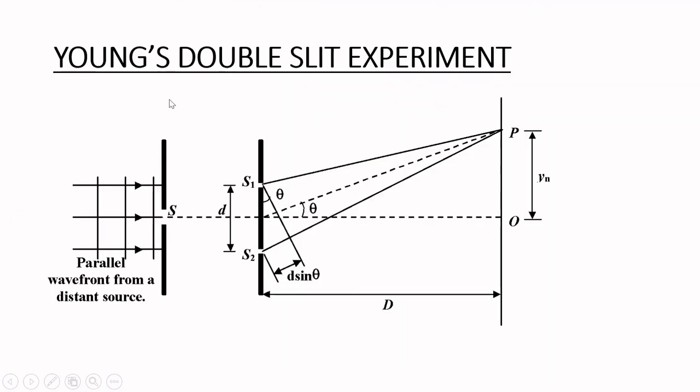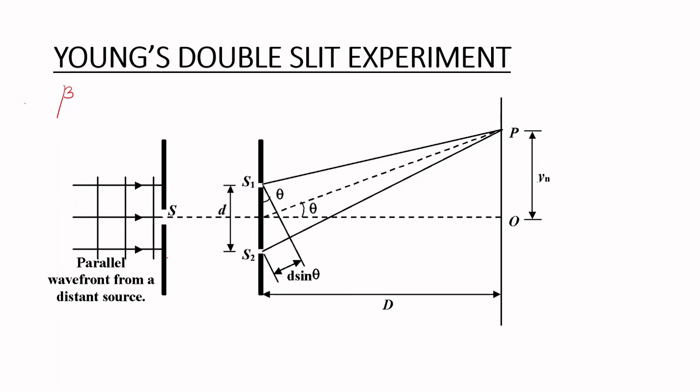Next we will study the most important topic of the lesson, Young's double slit experiment. The aim of the experiment is to find the fringe width or the bandwidth of the interference fringes. Bandwidth or fringe width is called beta. What is beta? It is the distance between two consecutive bright fringes or two consecutive dark fringes.